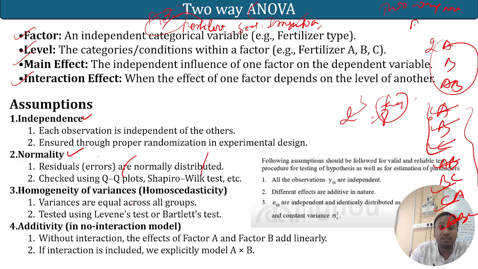Then we have the homogeneity of the variance. Variances should be equal across the groups. We should not have different variances. It is tested using the Bartlett test or the Levene test.